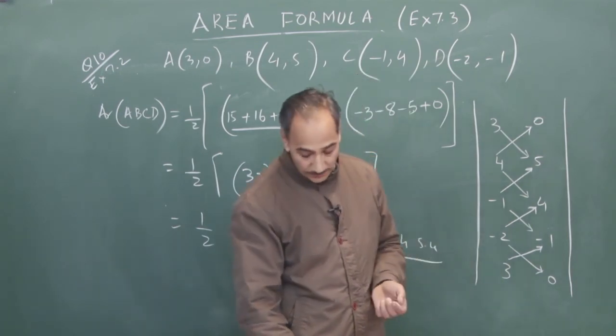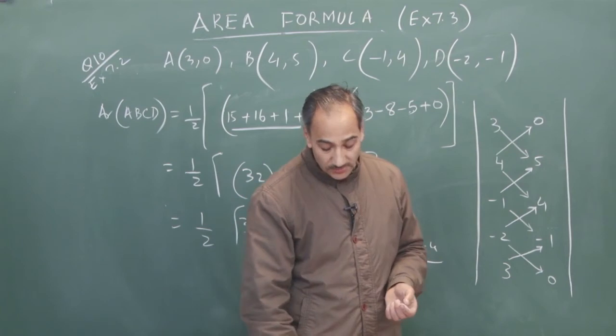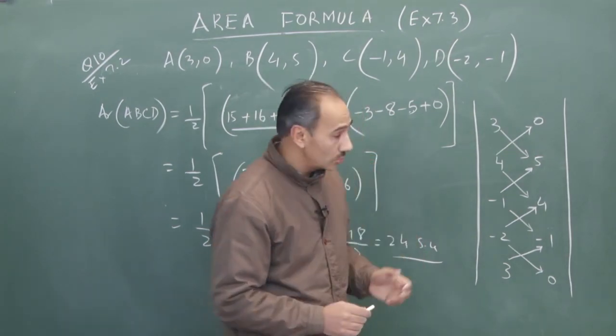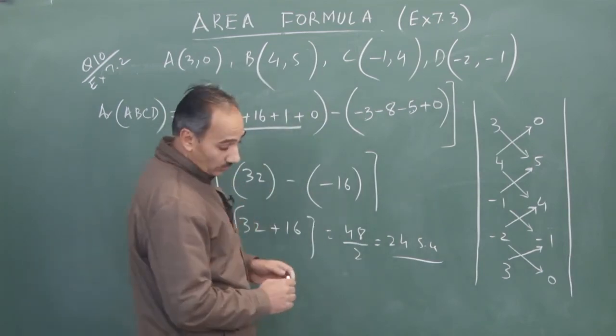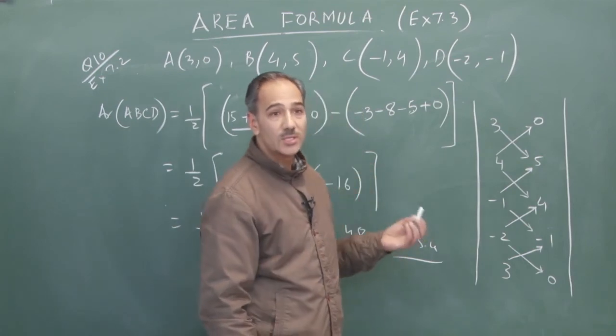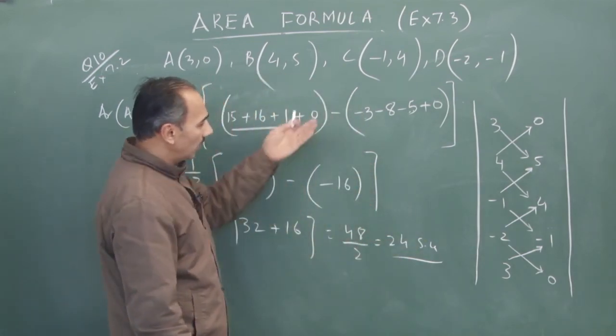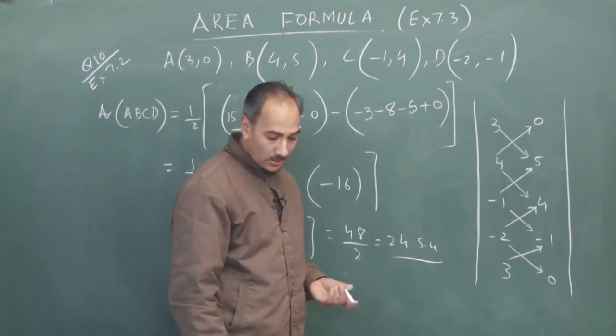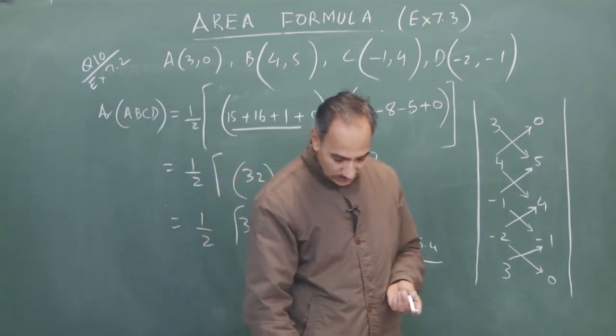Now, as far as exercise 7.3 is concerned, you have question number 4, which is to be done on the same lines. Vertices are given, be it any quadrilateral, so you apply the same logic, make use of the column method, then find the area of the quadrilateral. So I hope you will do this on the same lines.